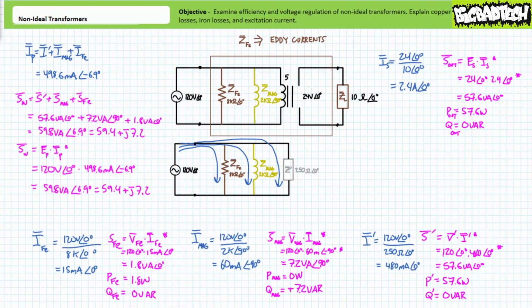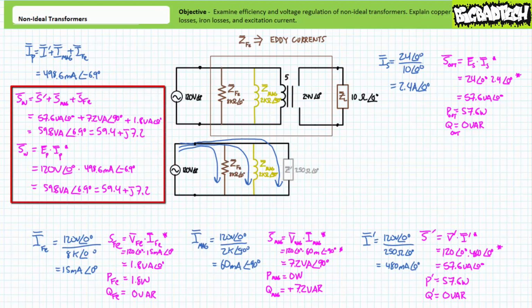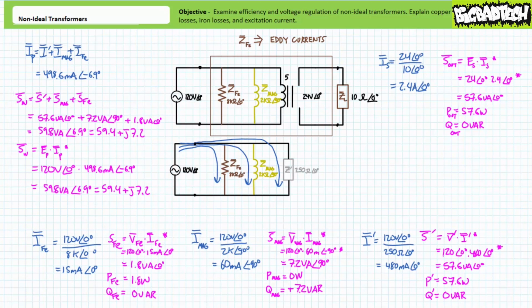There's a couple ways of calculating total apparent power input to this transformer. First, total power is the sum of individual apparent powers. Additionally, total apparent power is the complex conjugate of primary voltage times primary current. Either method yields a total apparent power input of approximately 59.8 volt amperes, 57.6 watts of which goes to the reflected impedance, 7.2 VARs of which goes to the inductor accounting for both magnetizing current and hysteresis, and an additional 1.8 watts goes to iron losses associated with eddy currents. As we anticipated, the resistor accounting for iron losses associated with eddy currents consumed a small amount of real power that's considered a loss to this system.